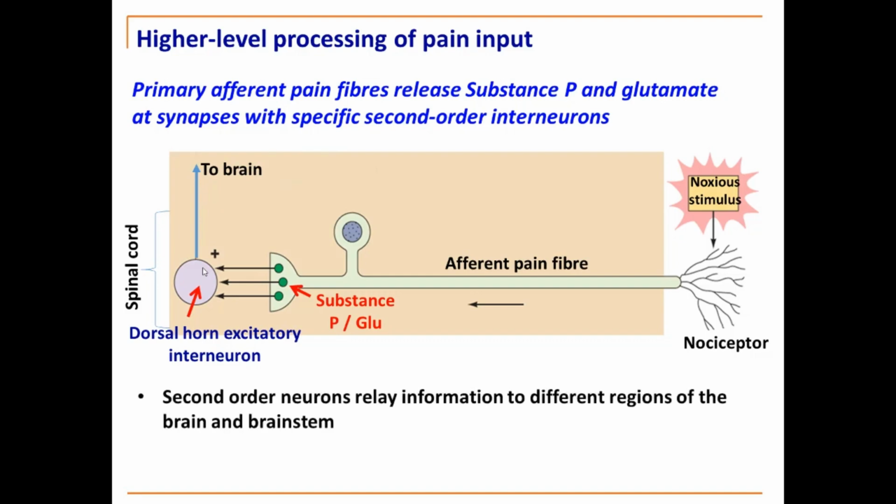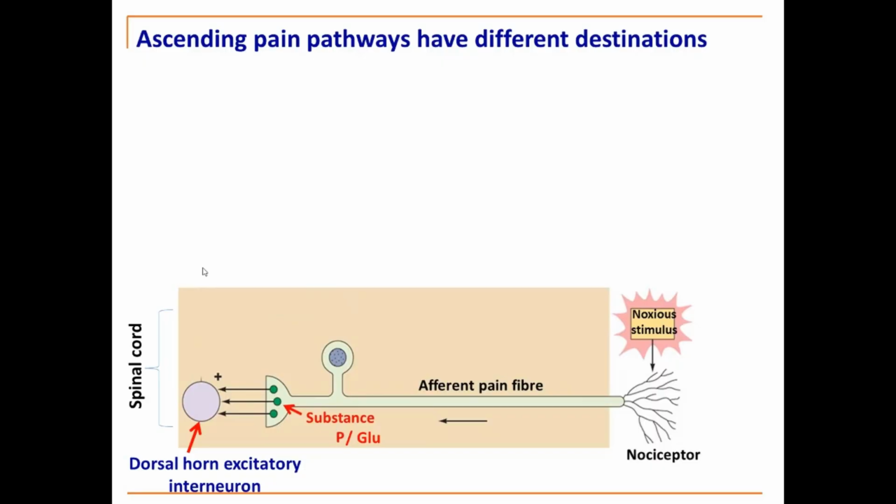So, like I said, the second order neurons relay information to different regions of the brain and the brain stem, and we'll talk about that. And the interneurons also stimulate those reflexes. So we've already covered that a little bit, so I'll move on. Here's that same diagram that we just looked at. So we've got our nociceptor, the noxious stimuli, release of substance P, and glutamate.